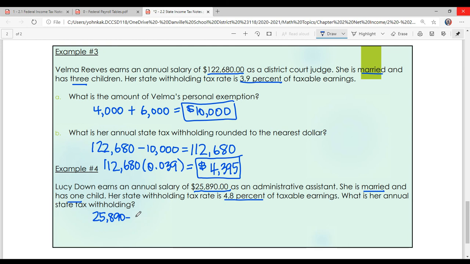$25,890. I can subtract off 4,000 because she's married. And I can subtract off 2,000 because she has 1 child. So that's going to give me $19,890 of taxable income. So I can take that value and multiply it by 4.8% as a decimal. And that's going to give me $954.72.